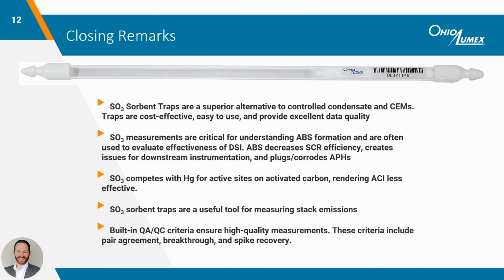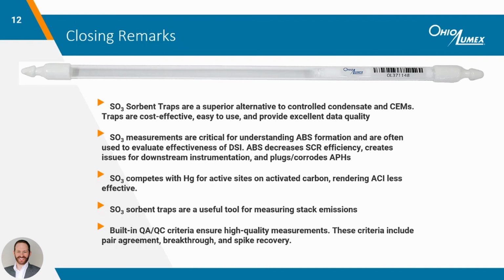When using activated carbon injection, it is important to know how much SO3 is present in the gas. SO3 competes with mercury for active sites on activated carbon, which can render ACI less effective. If the need arises to measure stack emissions of sulfuric acid mist, SO3 sorbent traps provide a fast, cost-effective method for doing so. The sampling method is a bit more complicated than sampling upstream of an air preheater, but is far simpler than controlled condensate or a continuous monitor.